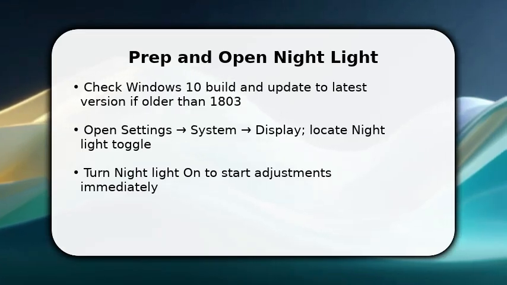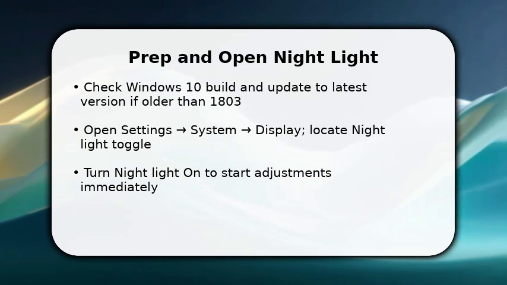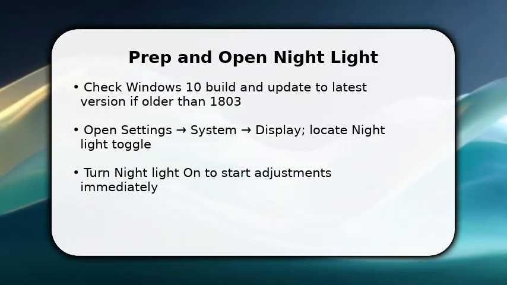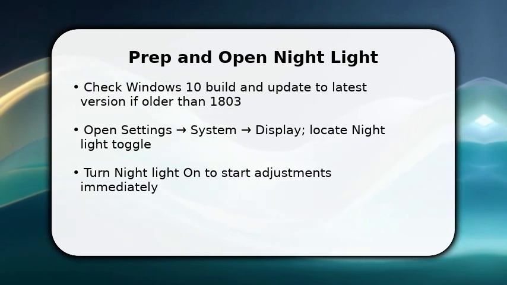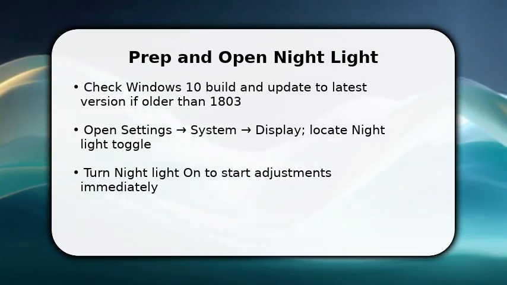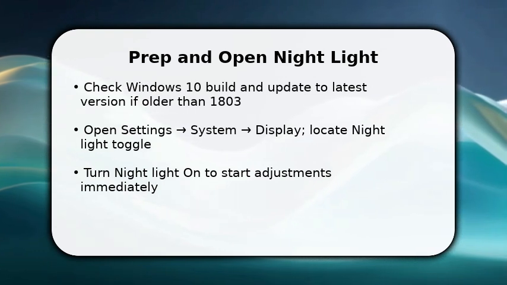You start by confirming Windows updates so Night Light has the latest bug fixes. Open Settings, pick System, then Display. Once there, find the Night Light toggle and switch it on so you can test changes in real time.